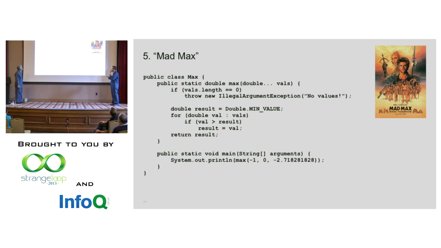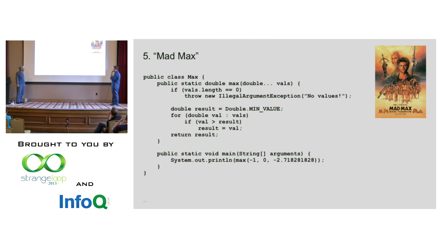Then, in the case where we have one or more values, we assign the result to Double.MIN_VALUE. And then we iterate through the values, and if a value is greater than our current result, starting at Double.MIN_VALUE, then we assign that value as our new result. And at the end, we simply return that result. Now in our main method, we calculate the maximum of -1, 0, and what's that number, Josh? That would be negative e. Negative e, that's unnatural. I suppose it is. And clearly, the maximum here is 0 because these two numbers are negative. So I submit that this method is going to print 0.